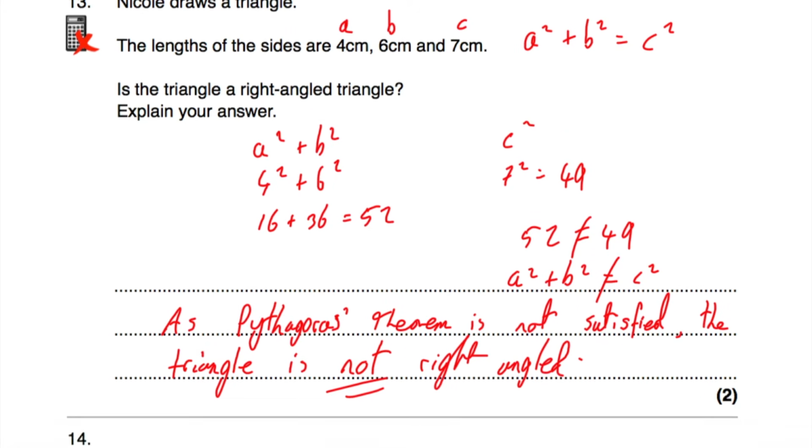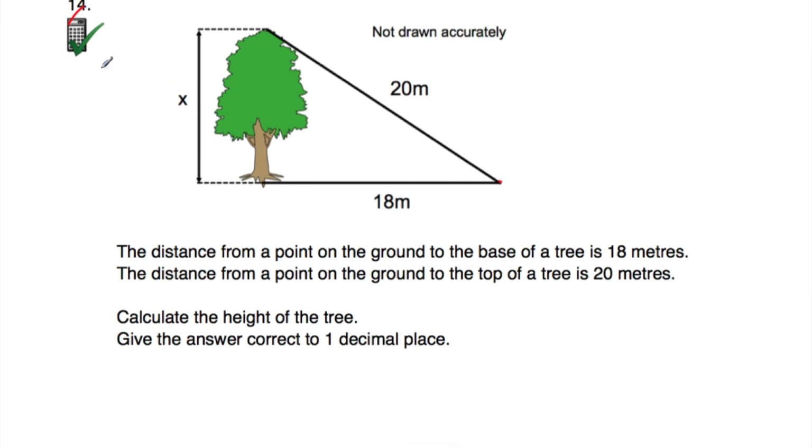Okay, let's look at our next question, question number 14. We're told the distance from a point on the ground to the base of a tree is 18 meters. So from this point on the ground to the base of the tree is 18 meters. And the distance from a point on the ground to the top of the tree, so directly from here to the top of the tree, is exactly 20 meters.